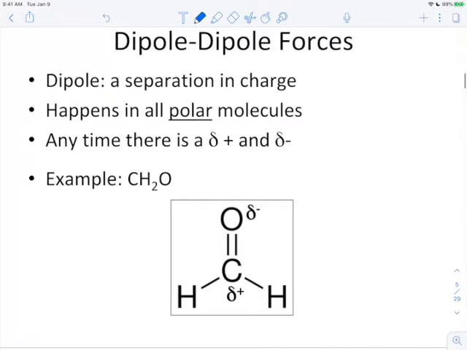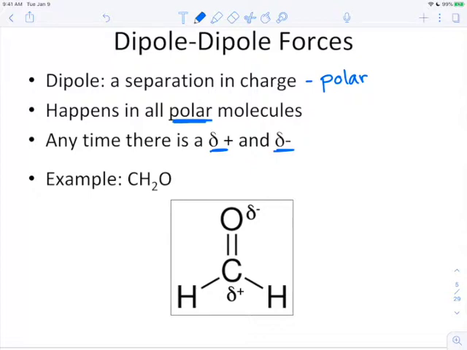All right, so starting with our dipole-dipole forces. Again, a dipole means there's a separation in charge, and that is another way of saying you have a polar molecule. All polar molecules have a dipole-dipole force. Some of them also have other things like hydrogen bonding, but all of them have a dipole-dipole. So again, it happens in all polar molecules, anytime there's a partial positive and a partial negative charge.